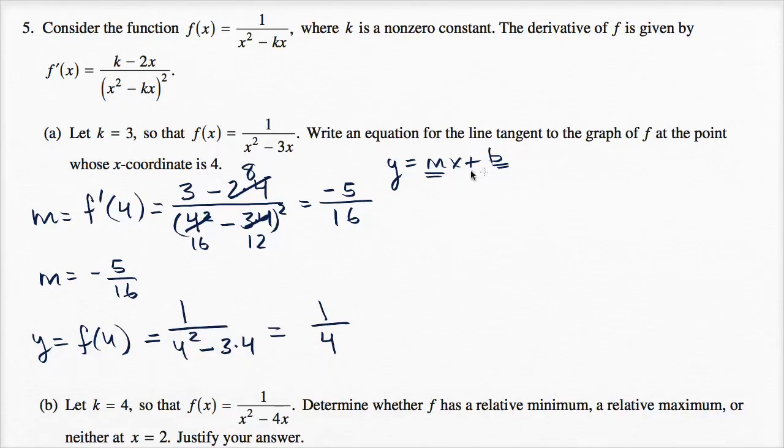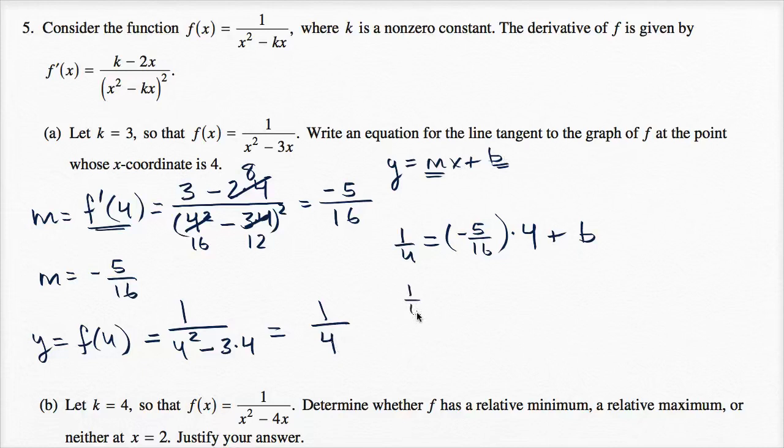So we can use that information to solve for b. We're going to say y is equal to m, which is negative 5/16, times x, plus b. When x is equal to 4, y is 1/4. So I can now solve for b. All I did is I used f prime of x to figure out m when x is equal to 4. And then I said, okay, well, what is the value of y when x is equal to 4? And so if I know y, m, and x, then I can solve for b. And so let's just do that.